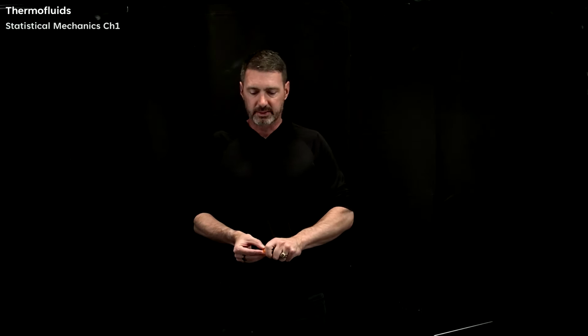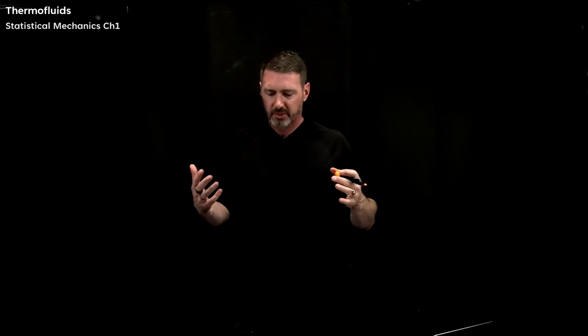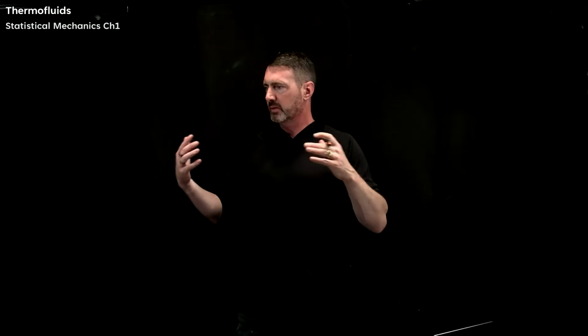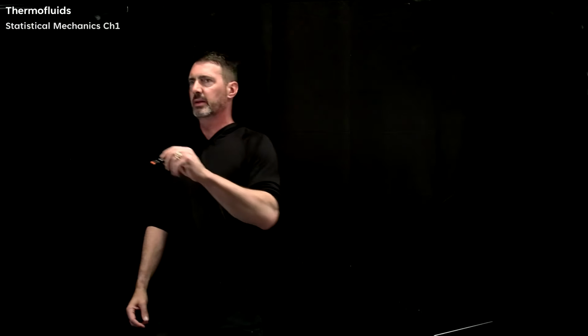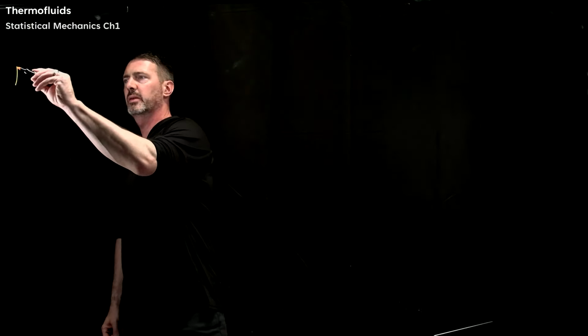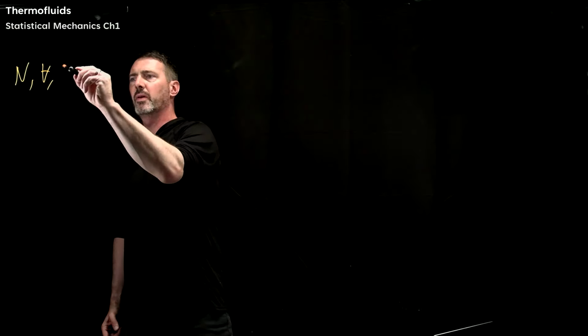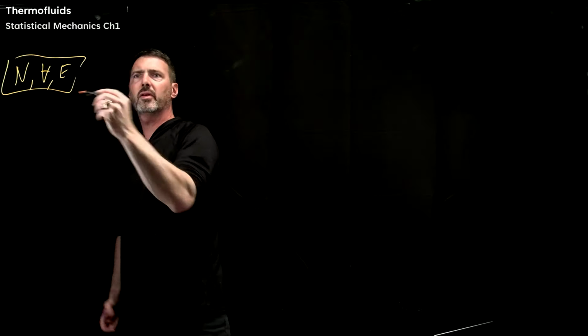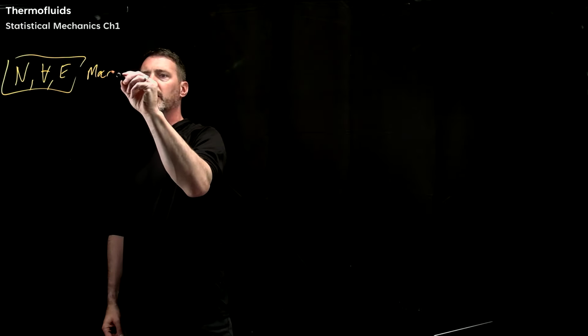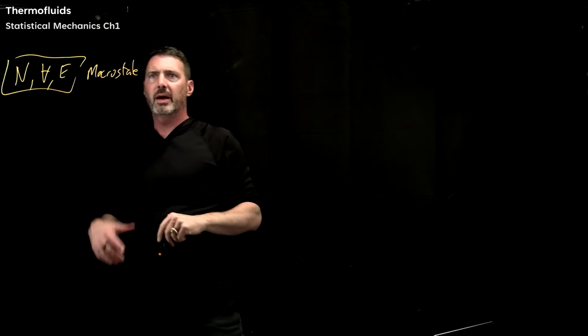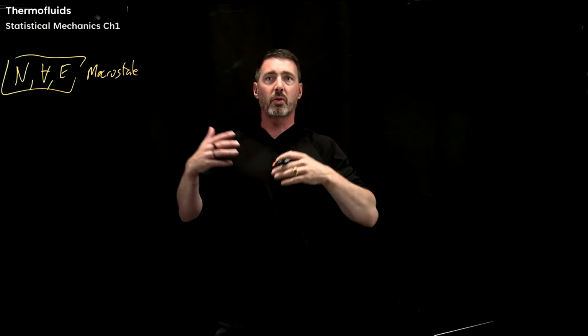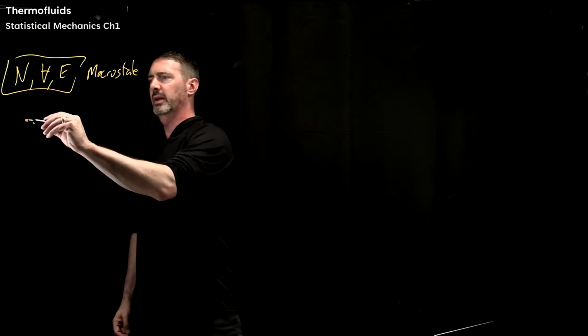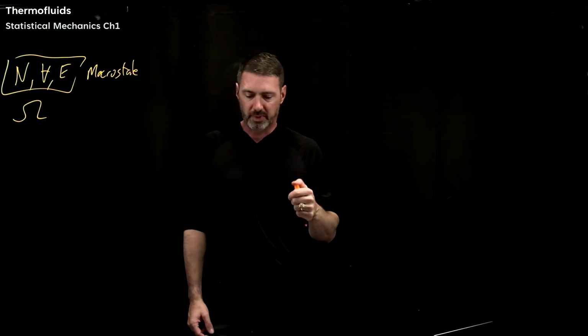Hi, and welcome back. We're going to continue our study in statistical mechanics. Last time we really derived entropy, and we started talking about the number of configurations a box can be in. As a reminder, we talked about the number of particles, the volume, and the energy. So this is our macro state. From that, we were able to build up the total number of possible configurations, and we called that capital omega.